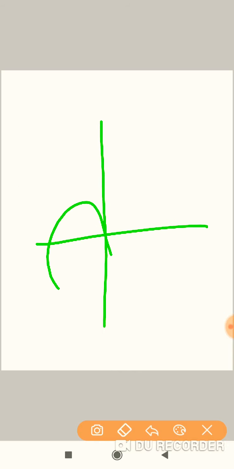Whereas if your graph is like this, you can count how many times it intersects the x-axis: 1, 2, 3 and 4. So we can say that it has 4 zeros.